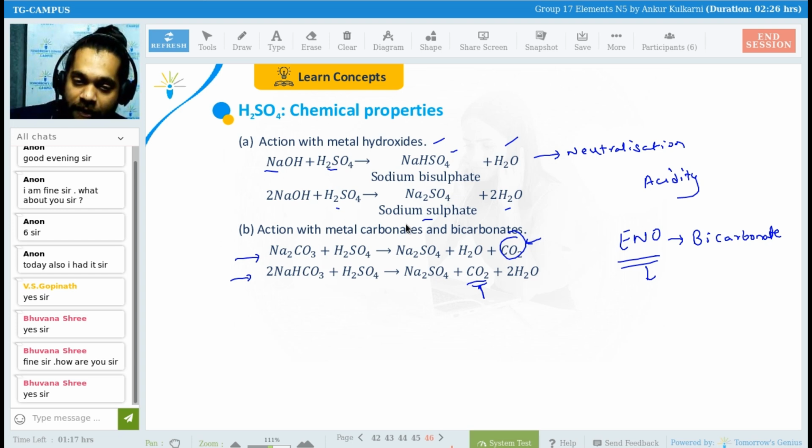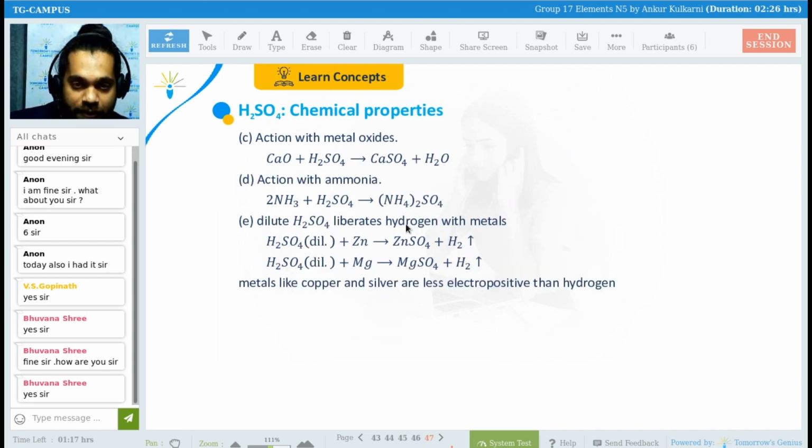Is it clear, Kirtini? Due to the CO2 gas coming out, that is the reason we burp. Okay. So remember, whenever you react sodium carbonate, sodium bicarbonate, those are also bases. When they react with acid, you get salt, water, and also carbon dioxide. Is it clear, everyone?